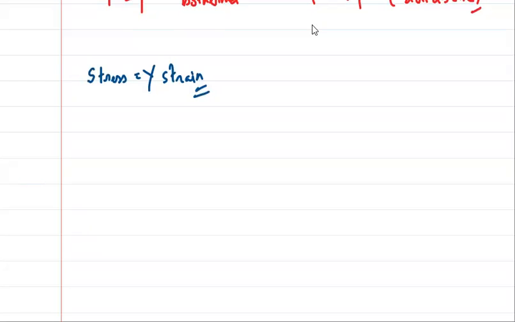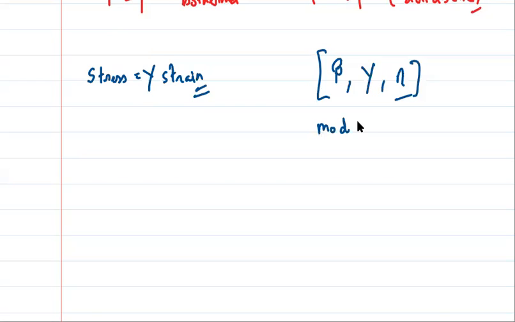है ना? अगर नहीं भी याद है, तो वी नो दैट बल्क मॉडुलस या y या eta, all of them are modulus of elasticity or rigidity, right? Modulus of elasticity or rigidity, yes or no, tell me, सबको पता है?